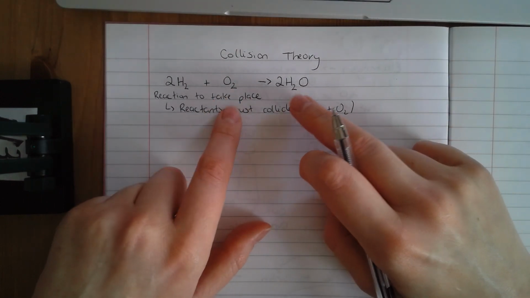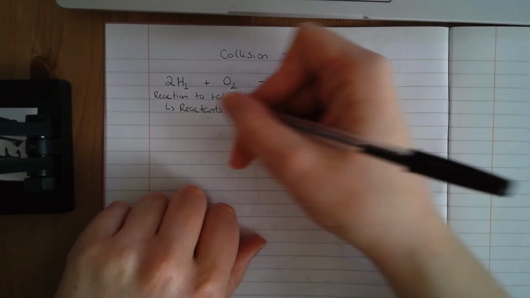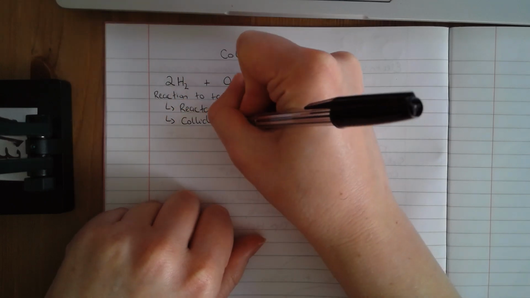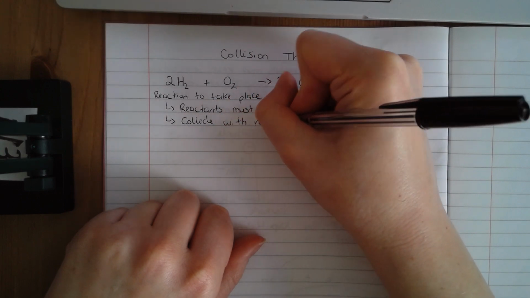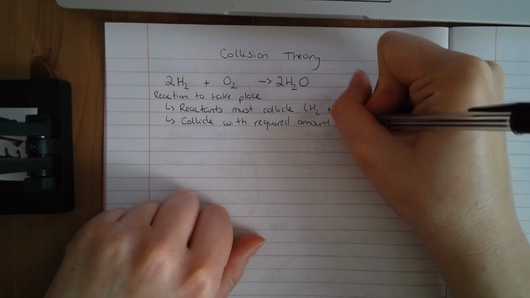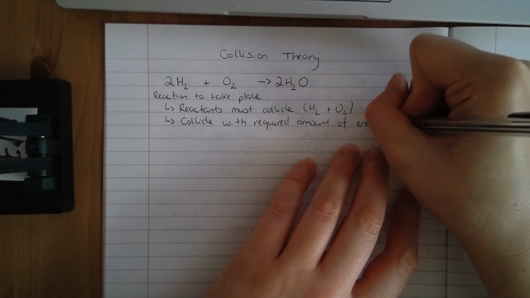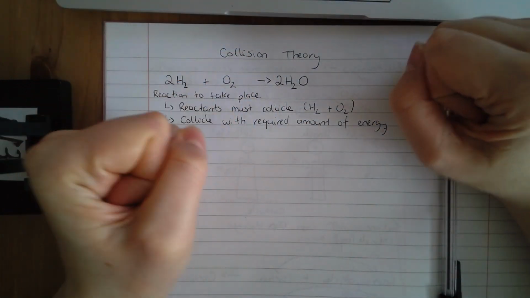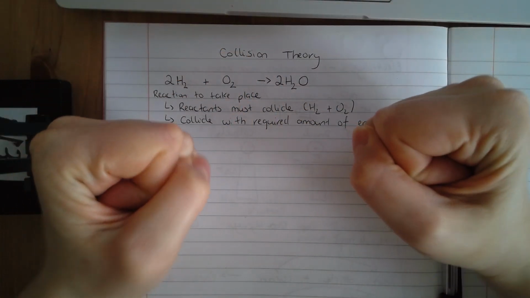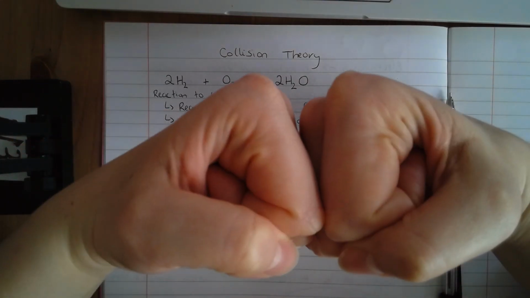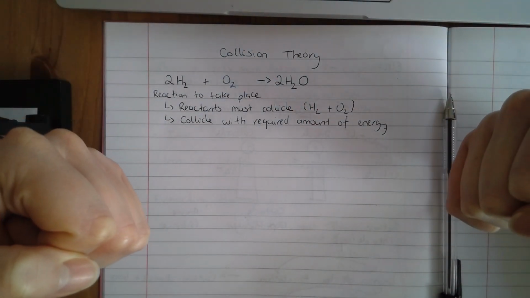And not only must they collide, but they also have to collide with the required amount of energy. What I mean by that is, let's just say my left hand is hydrogen and my right hand is oxygen, okay? I need them to actually collide for the reaction to take place. But if they don't collide with much energy, what's going to happen is they'll collide and then they'll just bounce off each other and you won't get a chemical reaction.